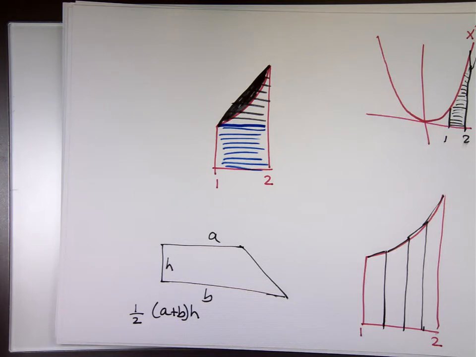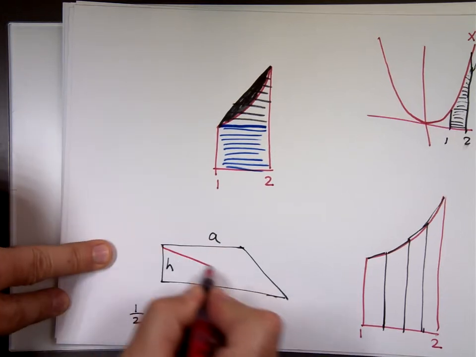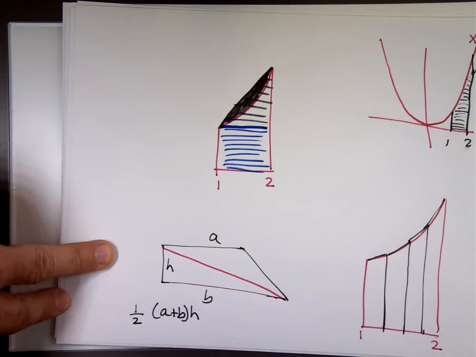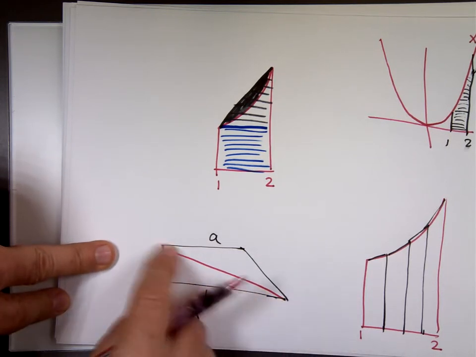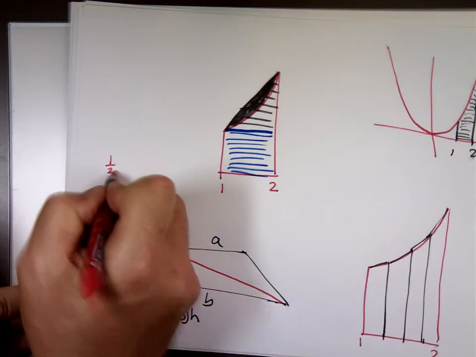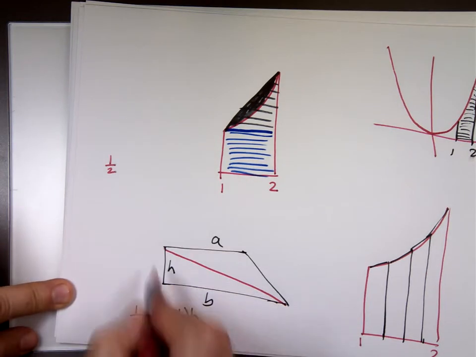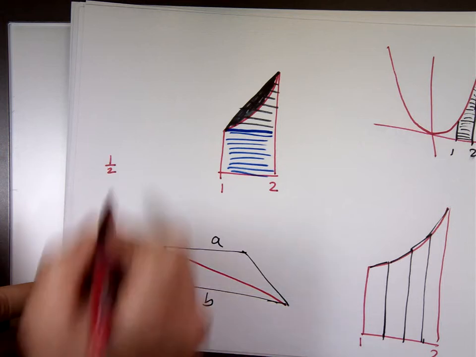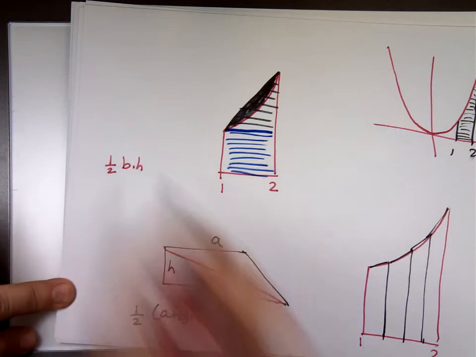Probably wondering where that equation came from, huh? It looks complicated, doesn't it? But watch this. If you cut this into 2 triangles, what's the area of this triangle? The big one in the bottom. Isn't that 1/2 the base times the height? What's the base? B times the height.